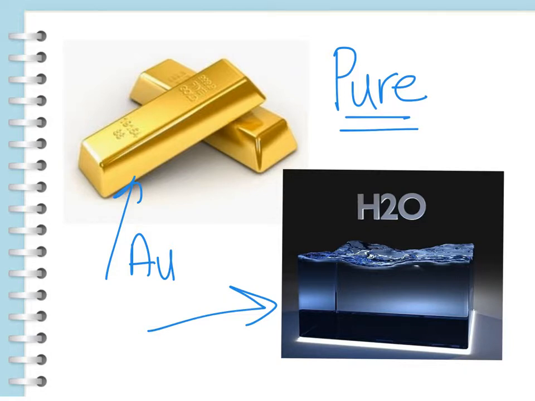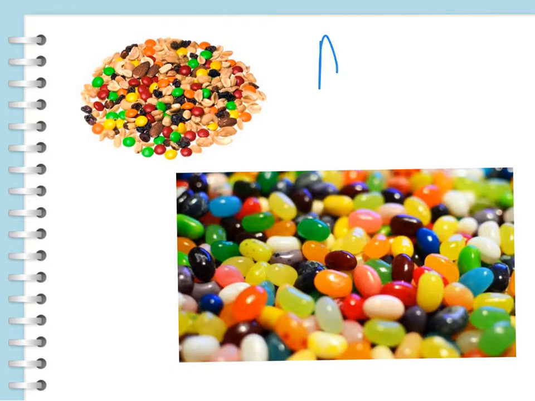But for the sake of this example, this water sample right here, we're calling it just H2O. Every single molecule in that sample is H2O. Here are some examples of some mixtures. And mixtures are easier to spot because you can separate them with some physical means.